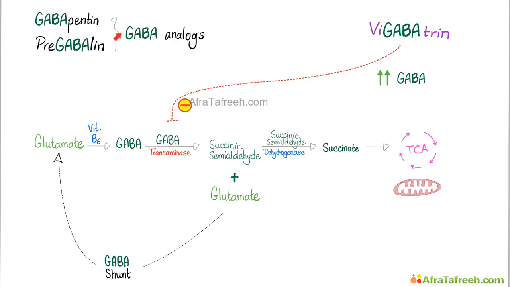They inhibit your central nervous system. Vigabatrin has a different mechanism. It inhibits GABA transaminase, the enzyme that metabolizes GABA. When I inhibit this enzyme, GABA will increase, and GABA is inhibitory. Glutamate is excitatory, but GABA is inhibitory.